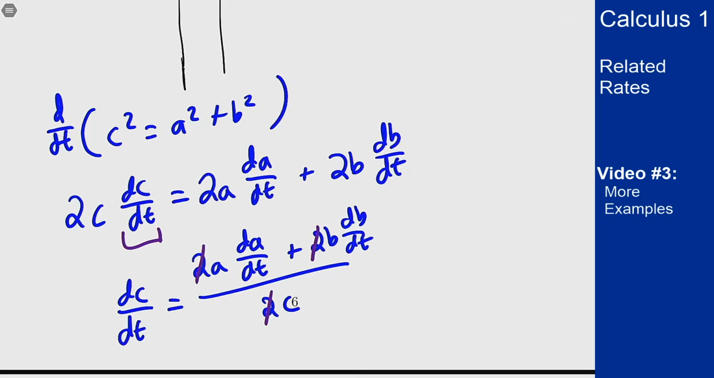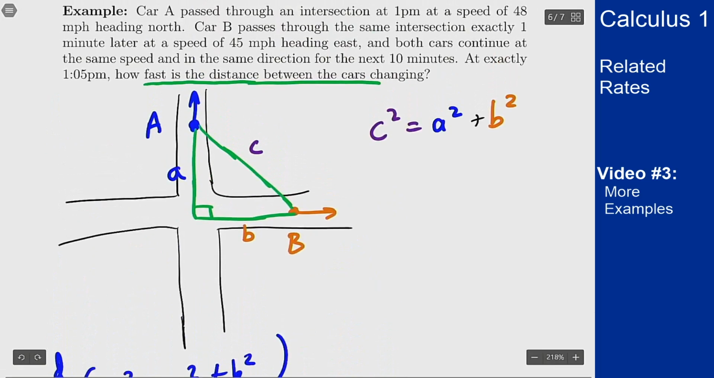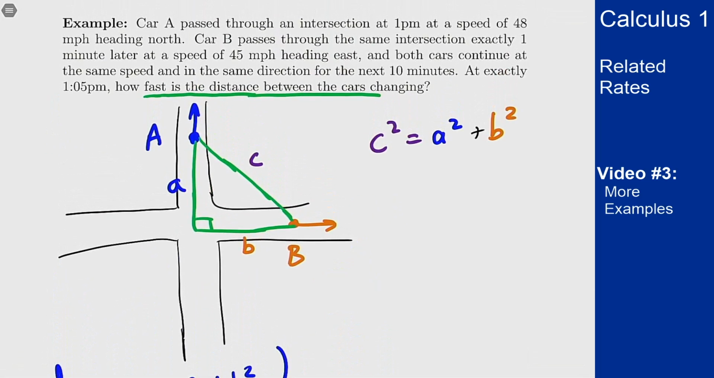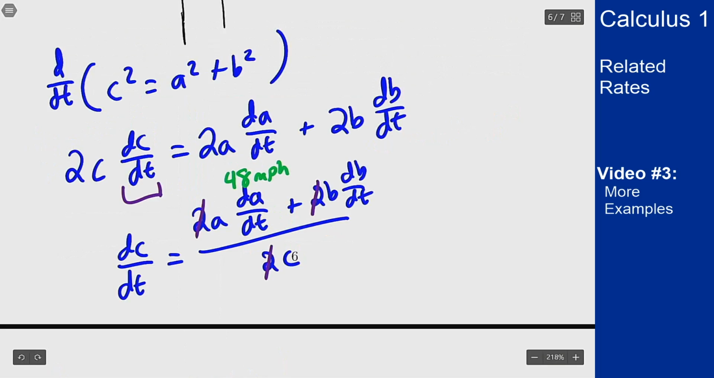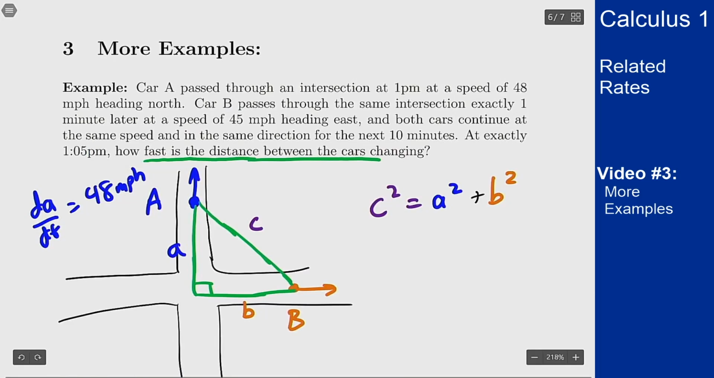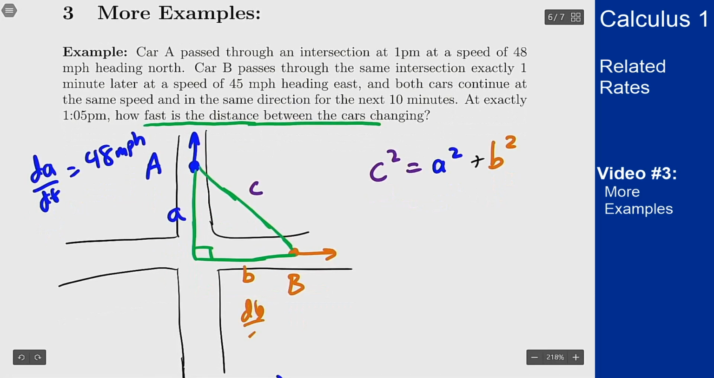What do I know from my problem statement? My problem statement tells me that car A is driving north at 48 miles per hour. That means that dA/dt is 48 miles per hour. So I can plug that in here. I also know that car B is driving east at 45 miles per hour. So dB/dt is 45 miles per hour. So I can plug that in.